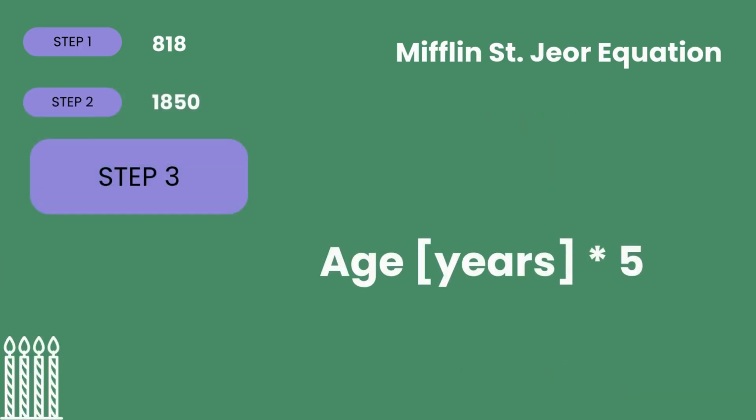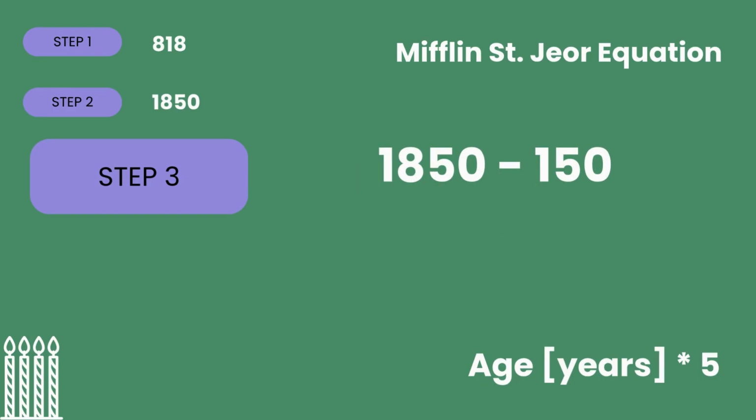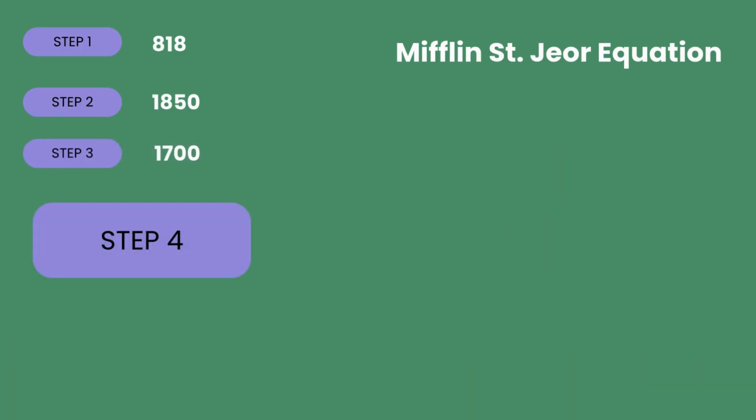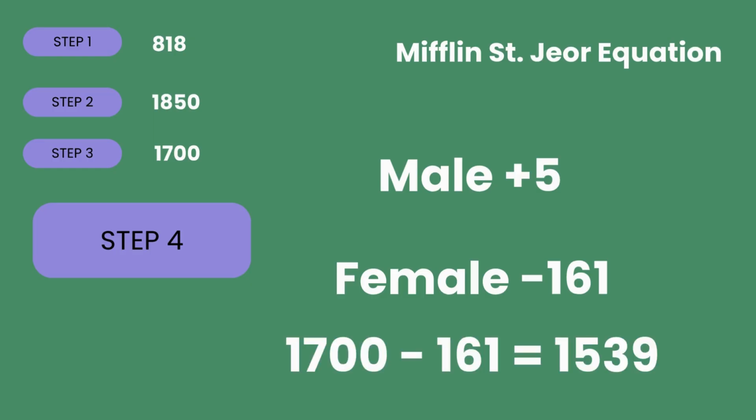The third step is to take your age in years and multiply by 5. If you are 30, the calculation comes to 150. Now subtract this amount from the last number we had. This is 1850 minus 150, giving us 1700. Next, if you are a male, you add 5 to this number, and if you are a female, you subtract 161. Sarah is a female, so we subtract, coming to 1539.